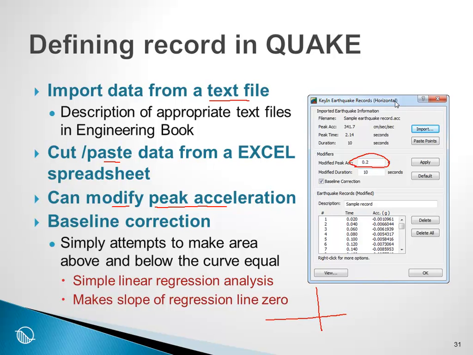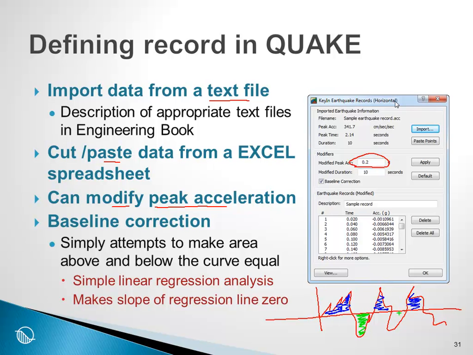So if we have an earthquake record, the baseline correction is simply a linear regression analysis, and the attempt is to make this area here above the curve equal to the area under the curve.